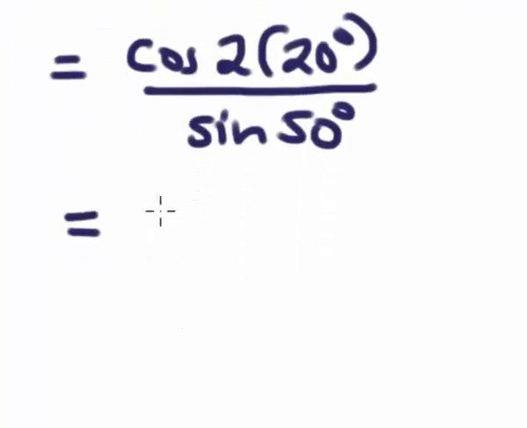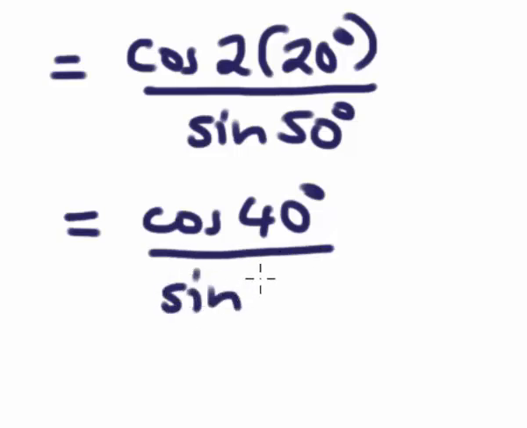Then you get here, this is equal to cos of 40 over sine of 50. Now, remember you're not allowed to use a calculator, but you remember the rules. If these two add up to 90, you can pick one of them and you can use the cofunction rule.